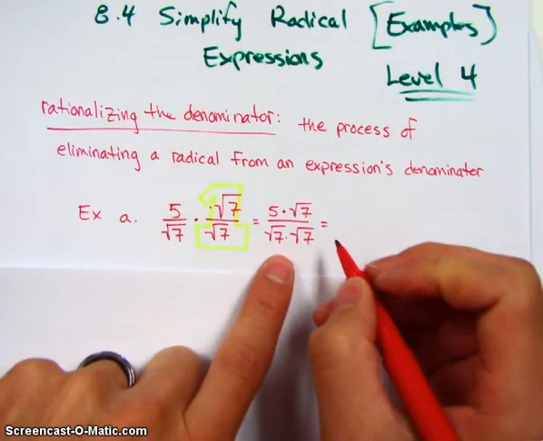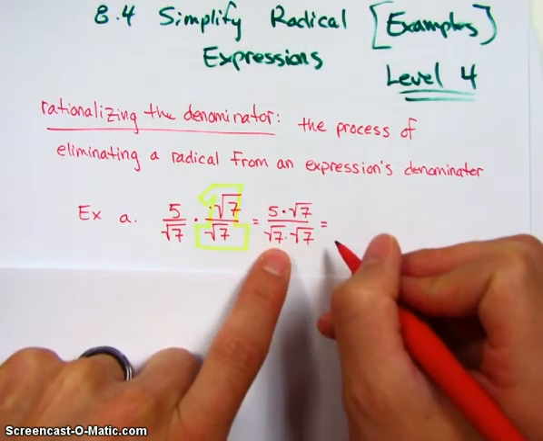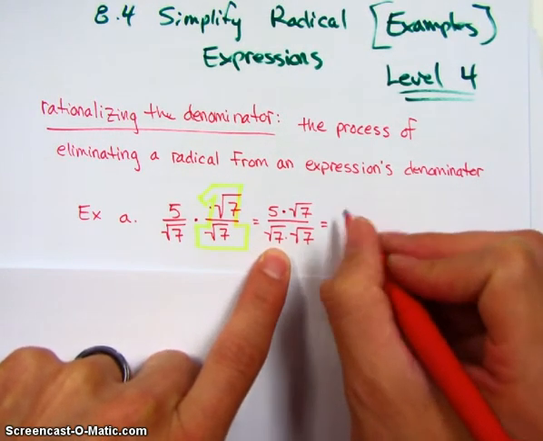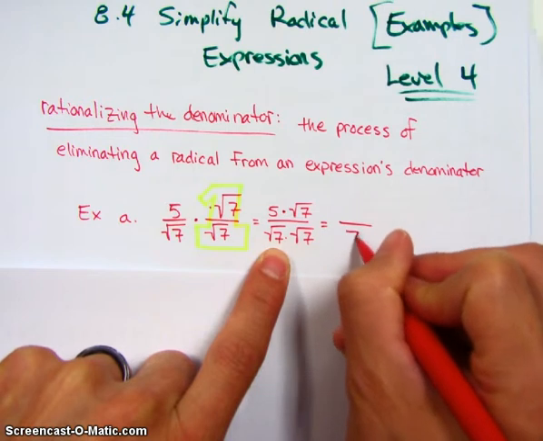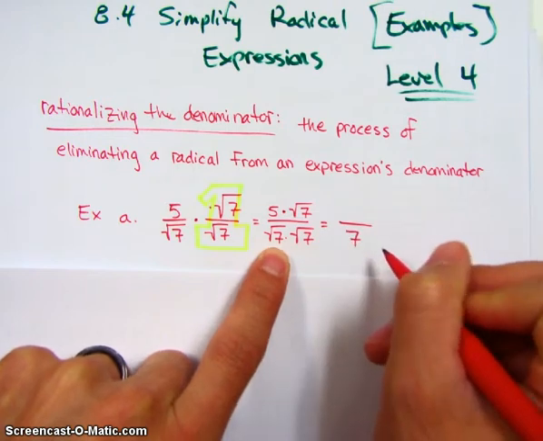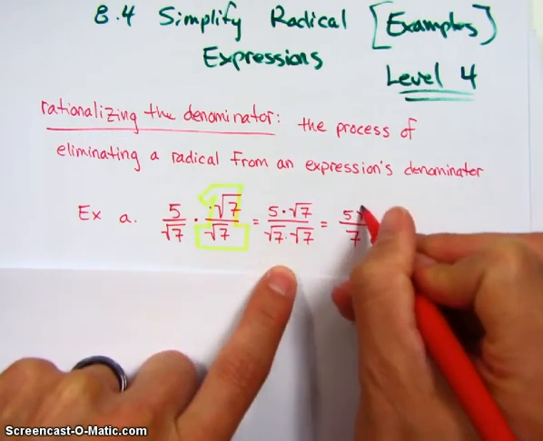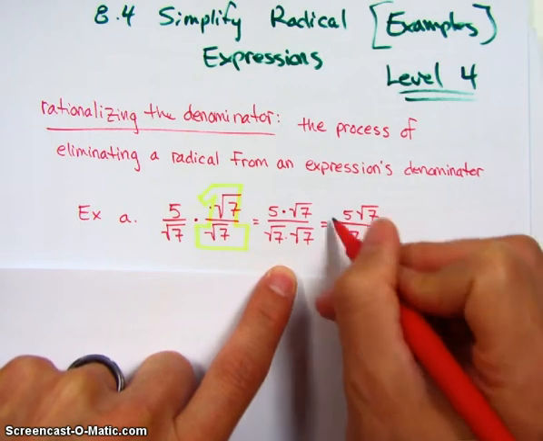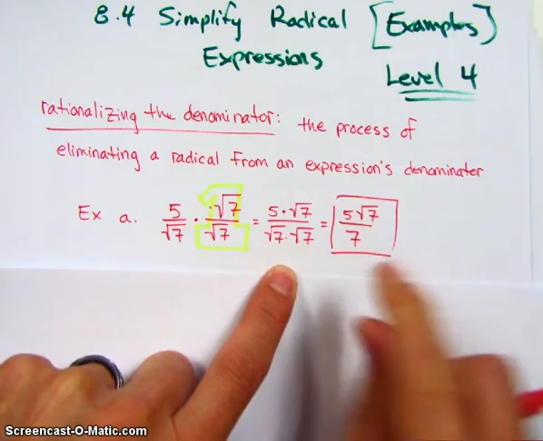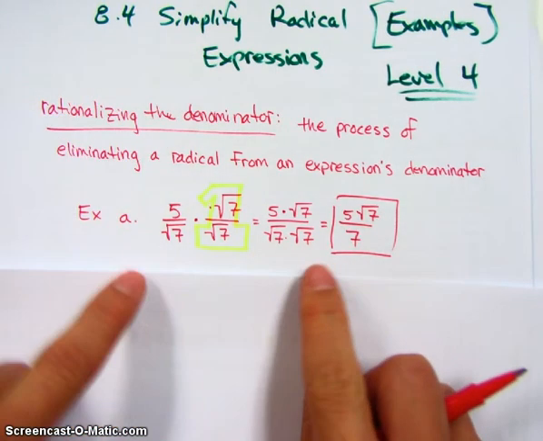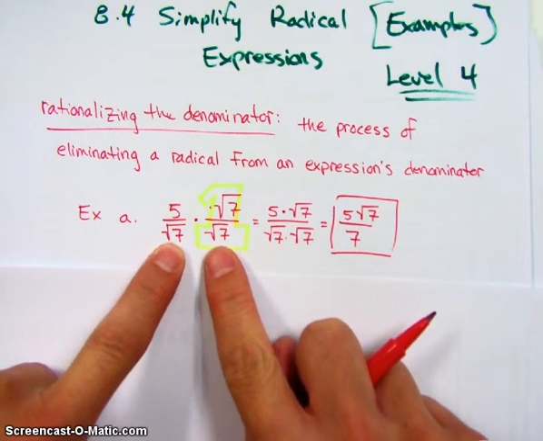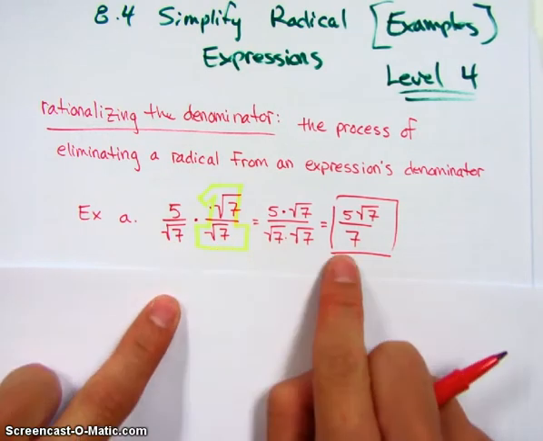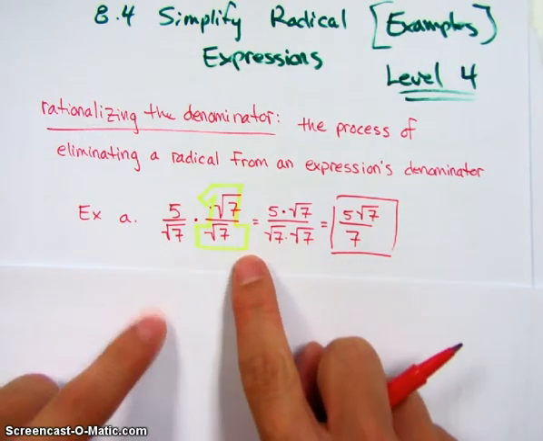All right, so rad 7 times rad 7. That's like saying rad 7 squared. So I know that that's really just 7. And up top, well, I leave that 5 radical 7. I can't do anything about that. So what I've done right there is I just rationalized the denominator. I made the denominator, which was once irrational, a rational number, okay, just by multiplying by that.